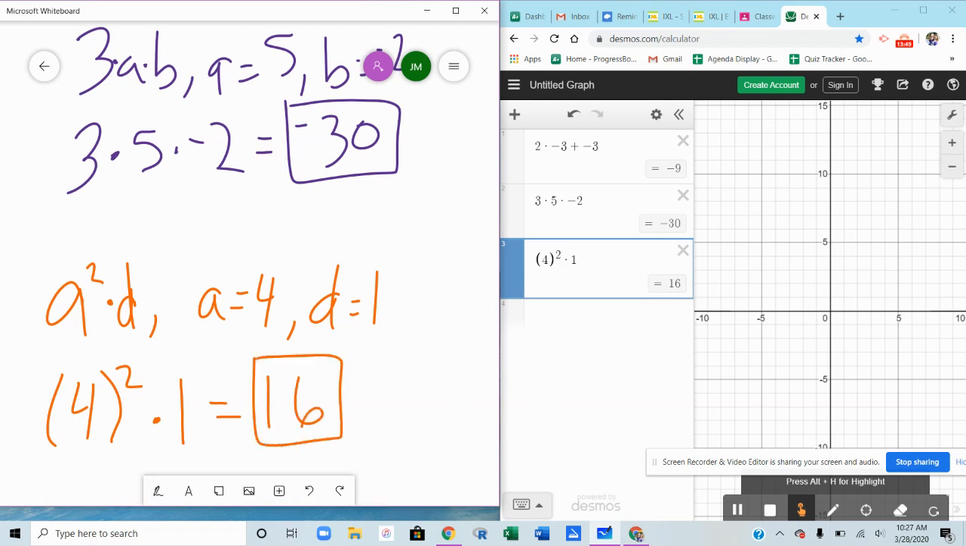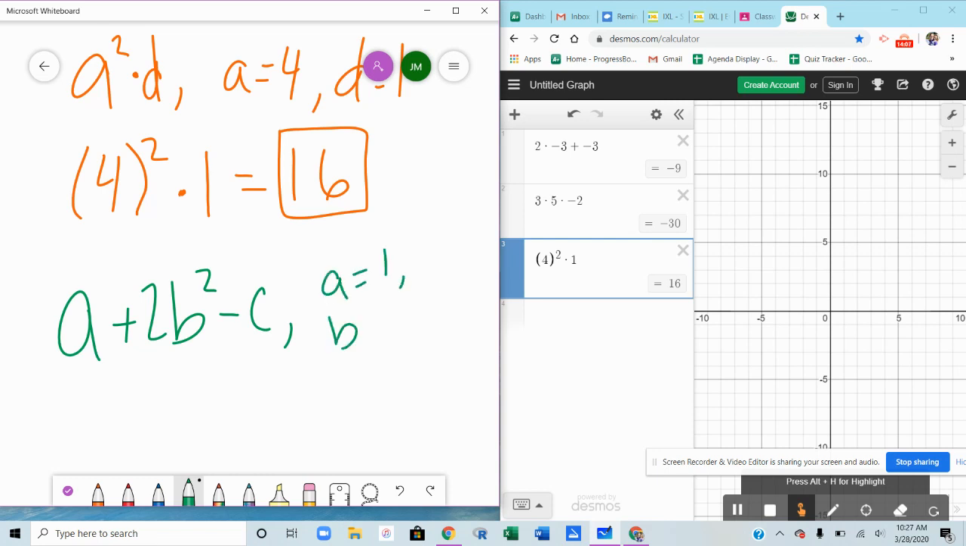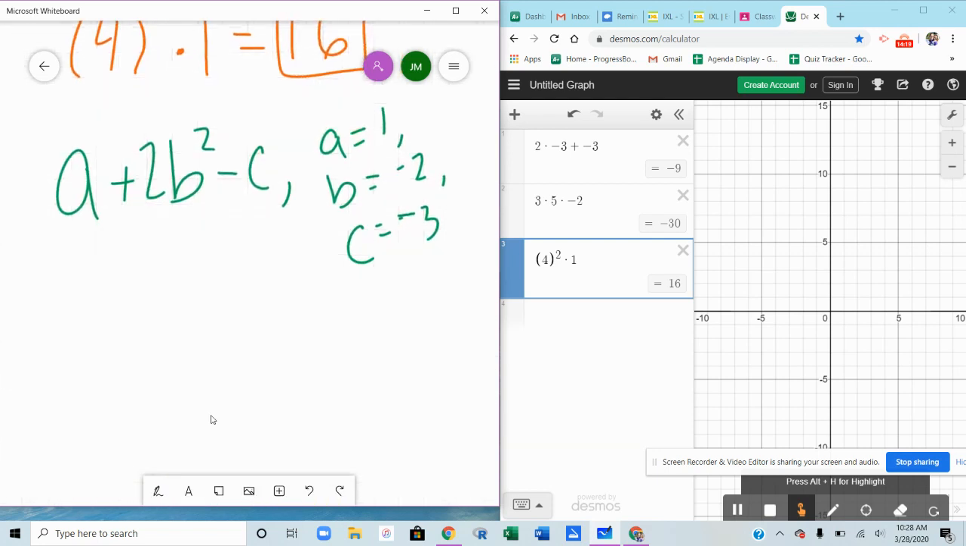All right, last one, and then you should be pretty confident on these, hopefully. If not, though, please let me know and I can go through a couple more with you if you need to. Let's say I have a plus 2b squared minus c, where we have a equals 1, b equals -2, and c equals -3. So same thing as we've been doing, we've just got 3 variables this time.